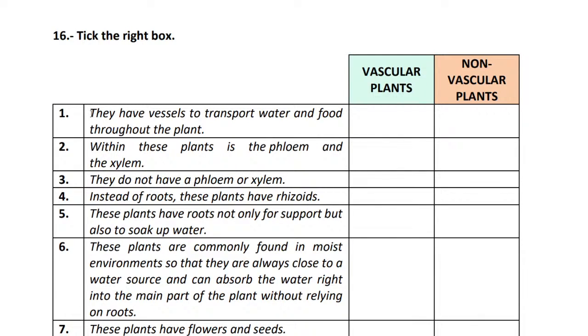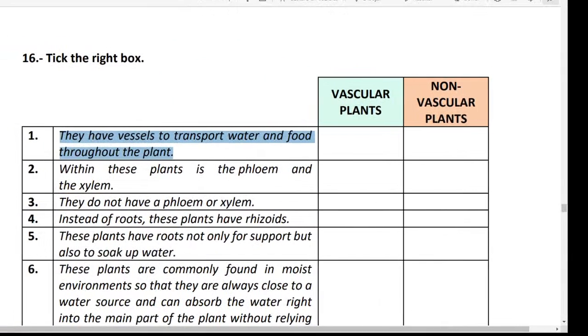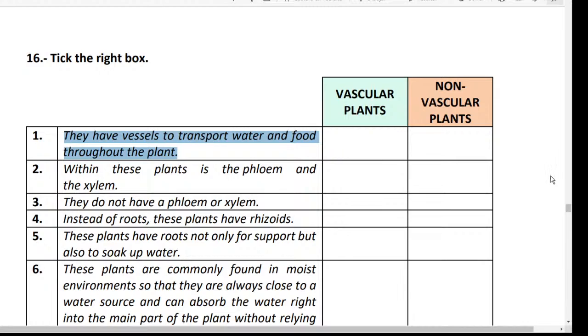Now let's do the review of the first sentence. So first sentence, you have there: they have vessels. Vessels are kind of pipes to transport water and food throughout the plant. You have to choose between vascular or non-vascular plants. Okay, that's better, I think.